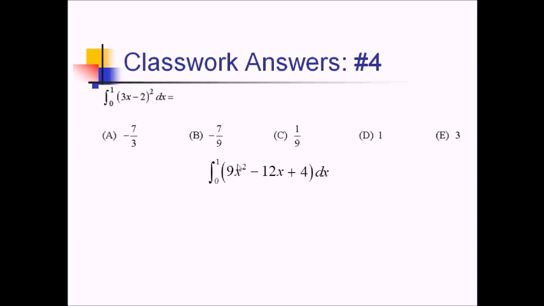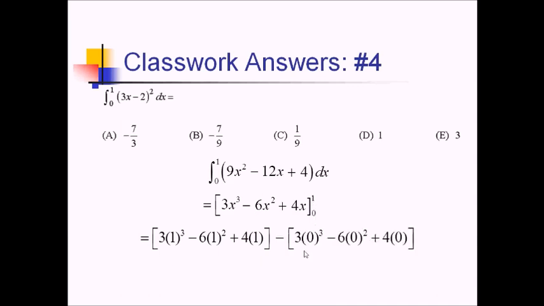Let's take the antiderivative of this now. So this bumps up to a 3 for the exponent. Dividing by that, we've got 3x to the third. Next, this x bumps up to a power of 2. Dividing by 2, we've got minus 6x squared. And then this will be 4x. All this evaluated from 0 to 1. Now this would be kind of a pain with other numbers, but I'm just going to be doing all this stuff with 1 plugged in, minus all this stuff with 0 plugged in.